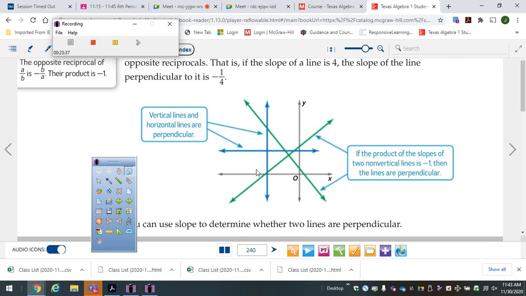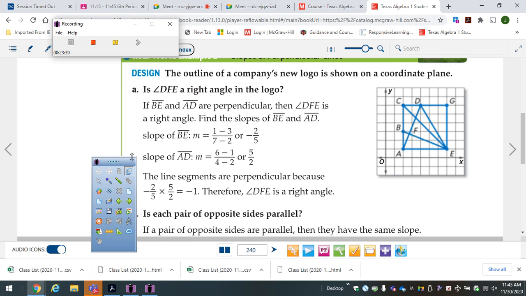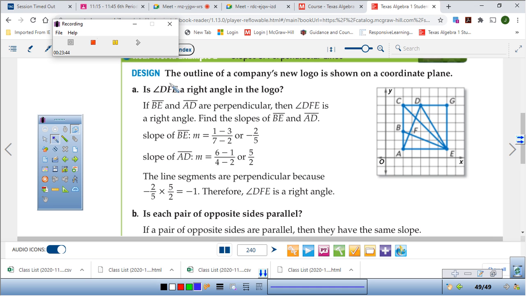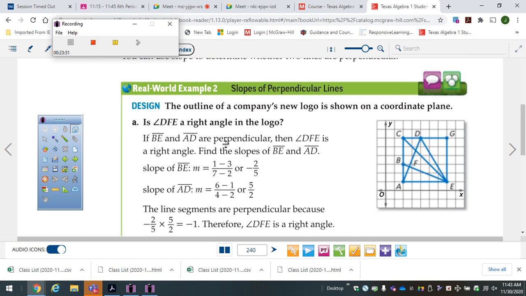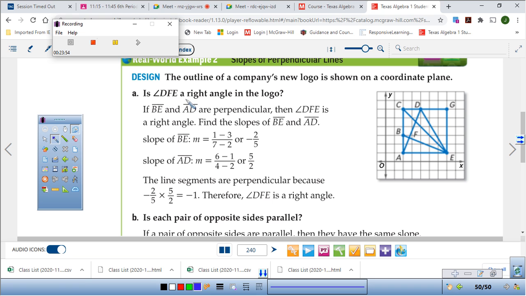Thank you for commenting. So let's look at this one, guys. Ready? I'm just going to do this one real quick and then move on. Okay. The outline of a logo, it's a lot of words. That's why I'm going to just go through it real fast. I'm just going to give you the first example, and that's it. Is DFE a right angle in the logo? Again, DFE. This is how you go first, second, third. Where's D? Here. F, E.